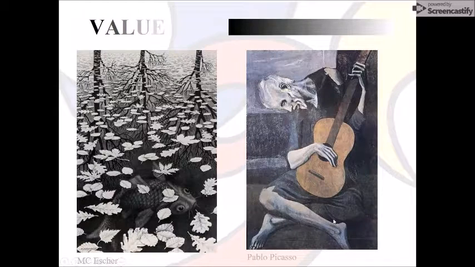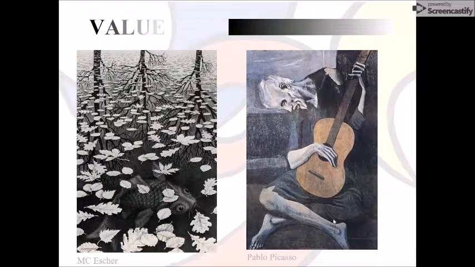Our next element of art is value. Now, if you remember from the previous slide, value is the lightness or darkness of a color, meaning how much white or black is in the color. The first picture here by M.C. Escher is a drawing, and that is done in pencil. That is a great example of value, black to white. It has everything in between, grays, dark grays, light grays, value change.